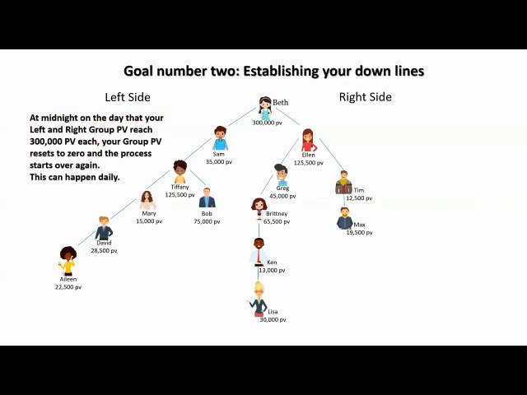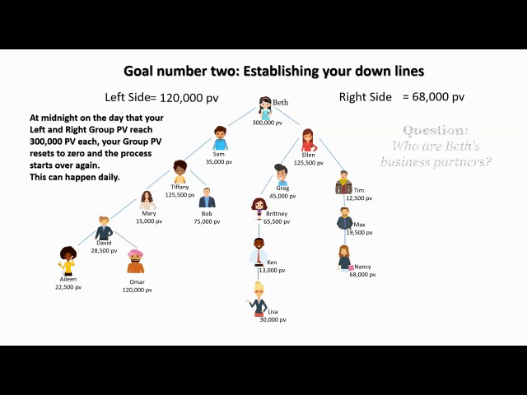So at midnight, her left side points and her right side points will reset to 0. But the individual points for each of the people in her downline will remain at whatever they have. That never expire for them. And the process starts all over again.